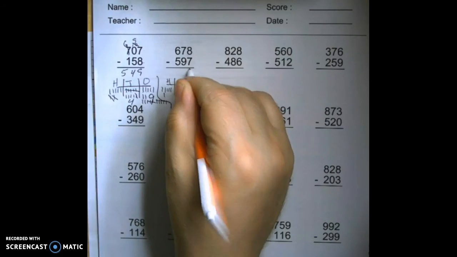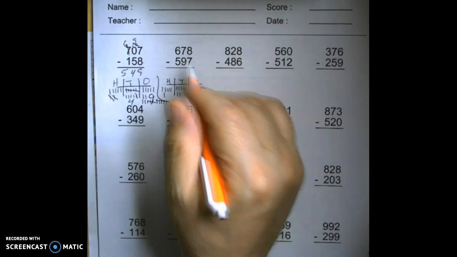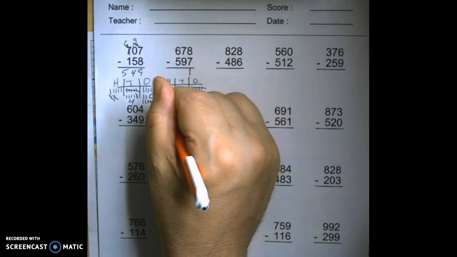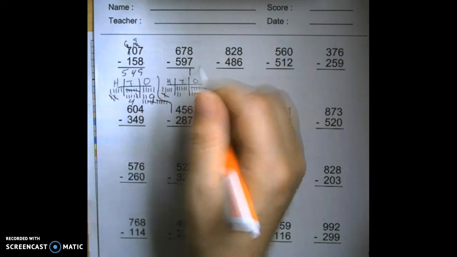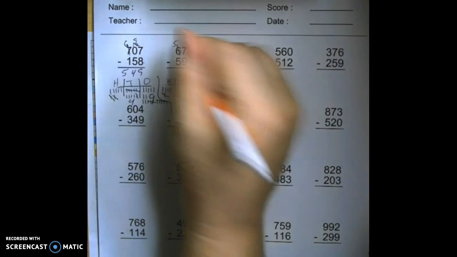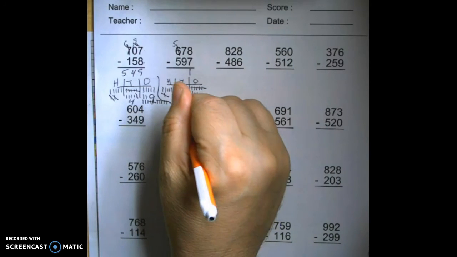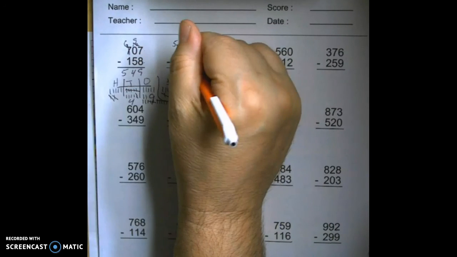We have 1 right there. We have 7. They want us to take 9 away, but we don't have it. So we're going to borrow right here. We're going to cross that one out, and we now have 5. So we can add 10 here. So that makes us 17.